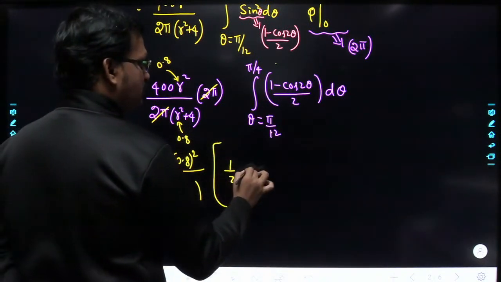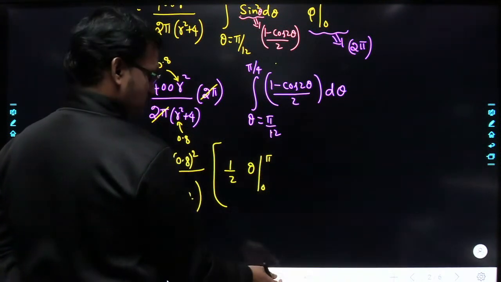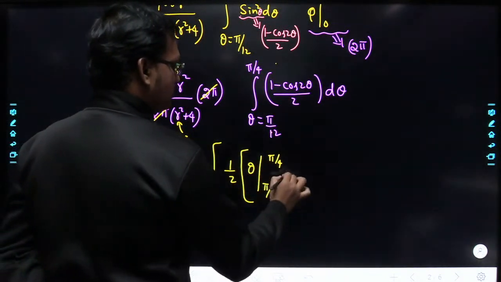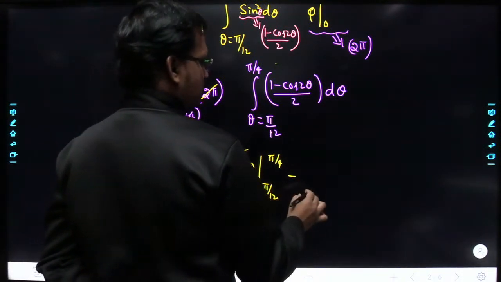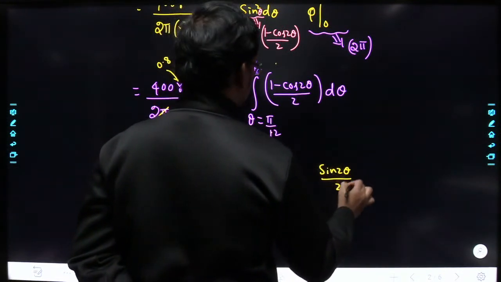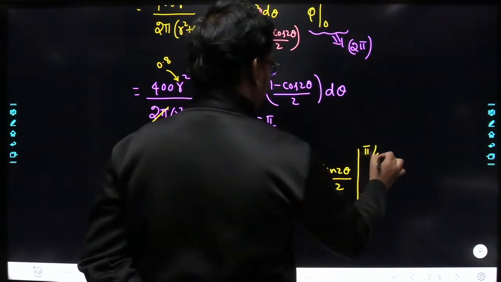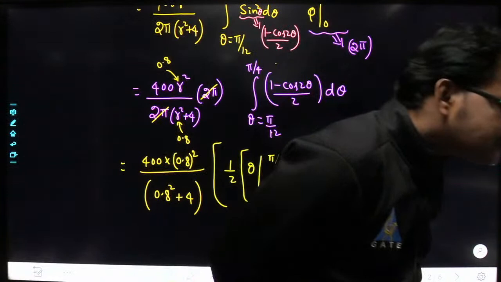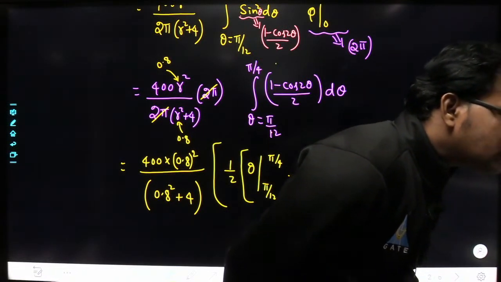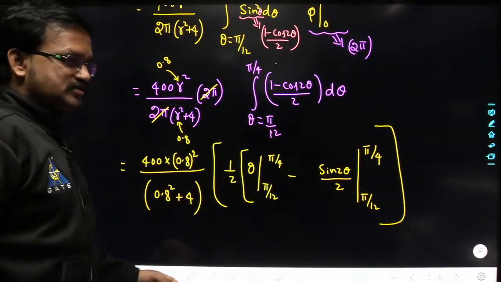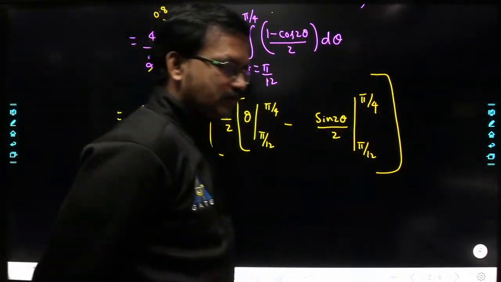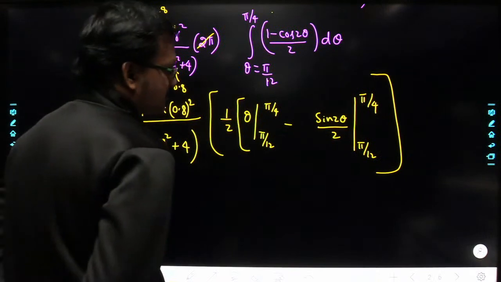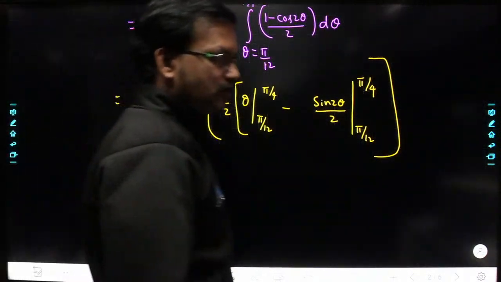If you solve this integration, you are going to get 1 by 2 theta from pi by 12 to pi by 4, minus sin 2 theta by 2. Its range is from pi by 12 to pi by 4. So do this here. Solve this one here. Tell me the answer. What are you getting? 27.58 amperes. Check once. Check once. I don't think you will get a 27 point something like that. Check this here. Do the calculation here. Do the calculation.